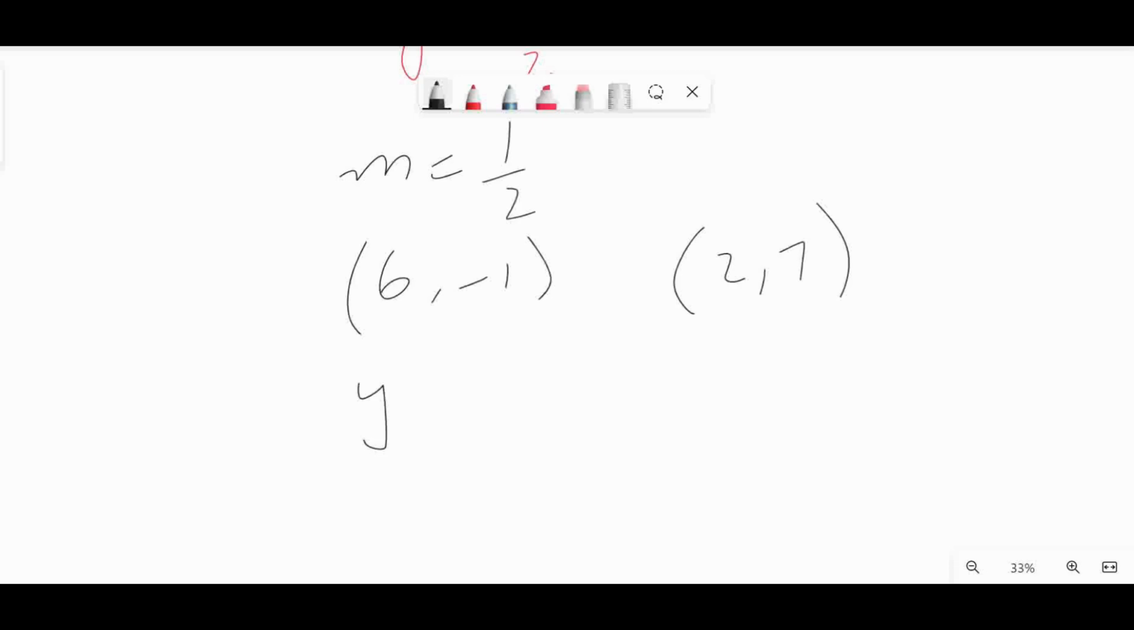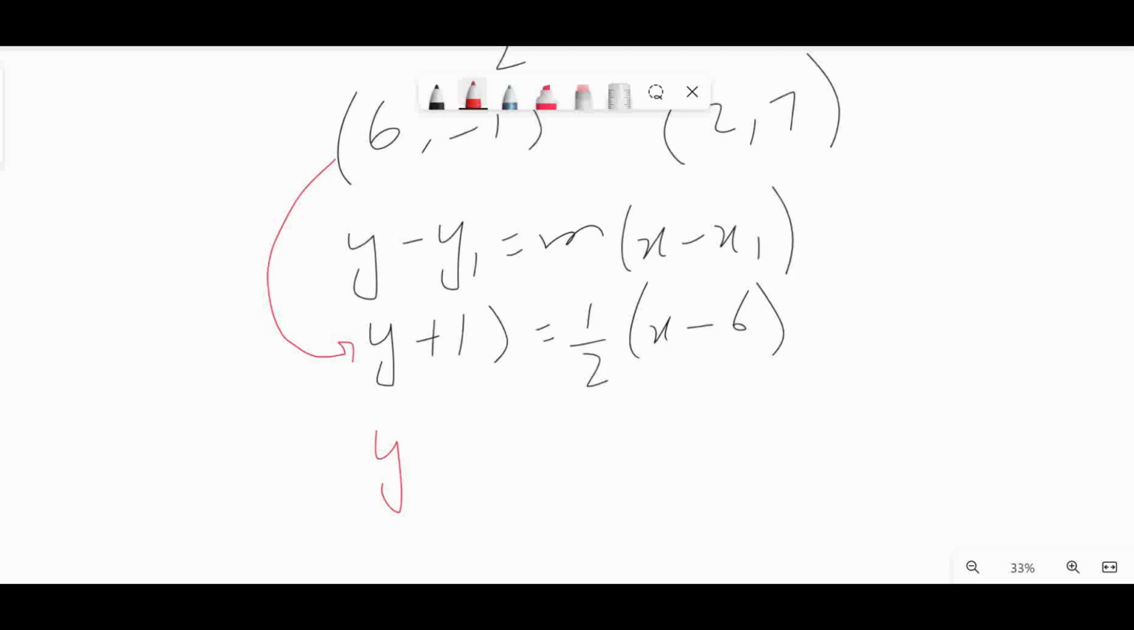Now let's see the other value. Let's put the second value, that is this one. So this will be y minus y1, which is 7, equal to 1 by 2 into x minus x1. x minus x1 means x minus 2. This will be the second equation of the tangent line. So this will be the final answer.